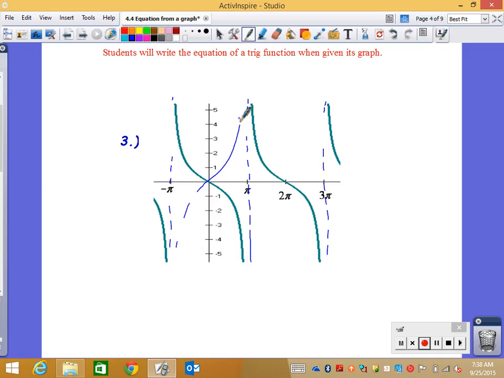So you could either think of this in terms of, oh, that's a cotangent, because I know cotangent starts top left, goes bottom right. Or you can think of it in terms of a negative tangent. Now, since we usually try to just keep things in terms of sine, cosine, tangent, I'm going to write this one as tangent.